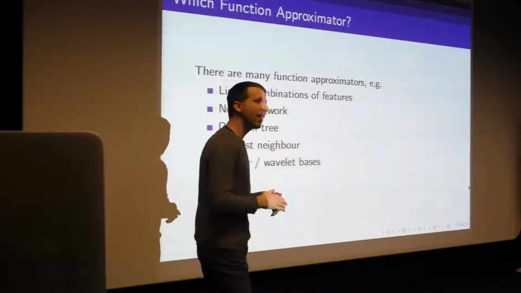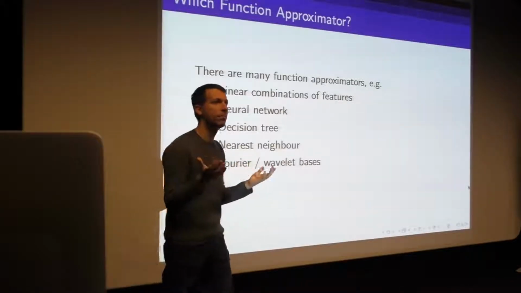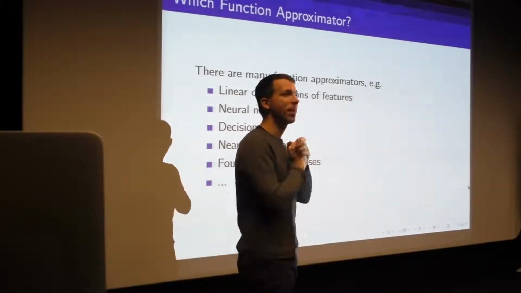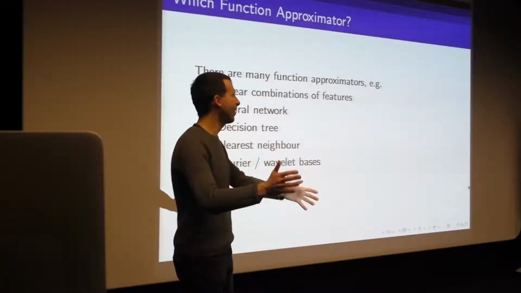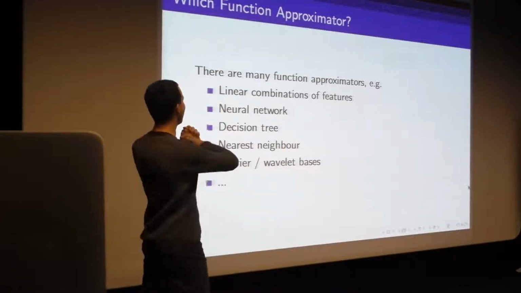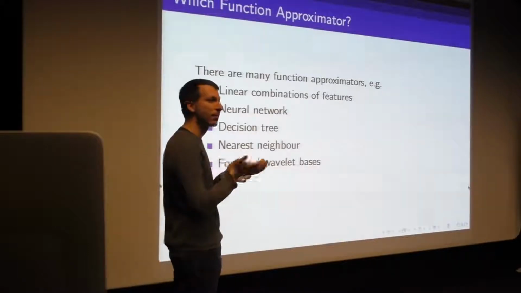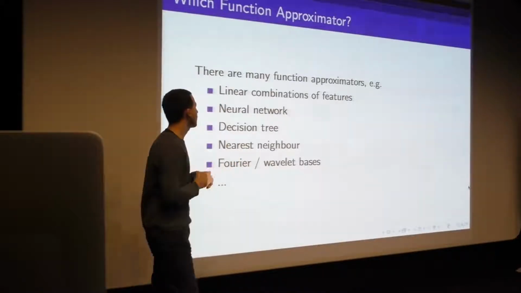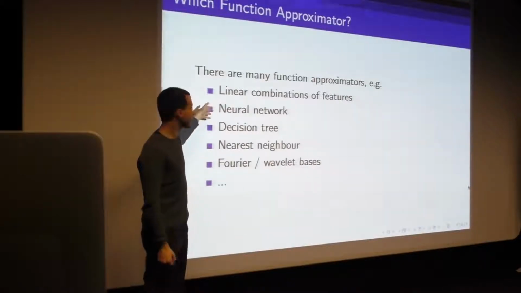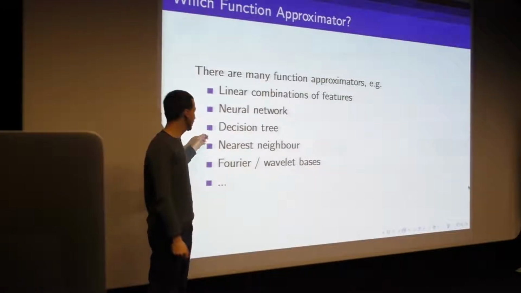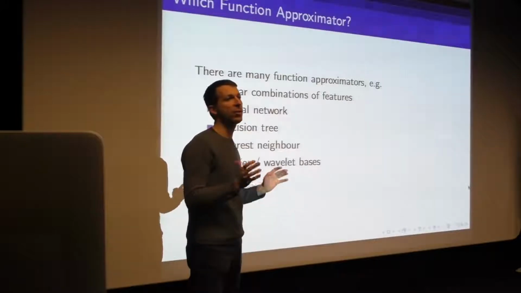So let's open up the black box a little bit now and ask the question, well, what should it be? What type of function approximator? Hopefully, during your experience of the machine learning masters or whatever else you're doing, you've come across a whole variety of different function approximators for supervised learning or perhaps unsupervised learning. Some of the most common ones are listed here: linear combinations of features, neural networks, decision trees, nearest neighbor, Fourier or wavelet bases. There's a whole bunch of different things you might try.